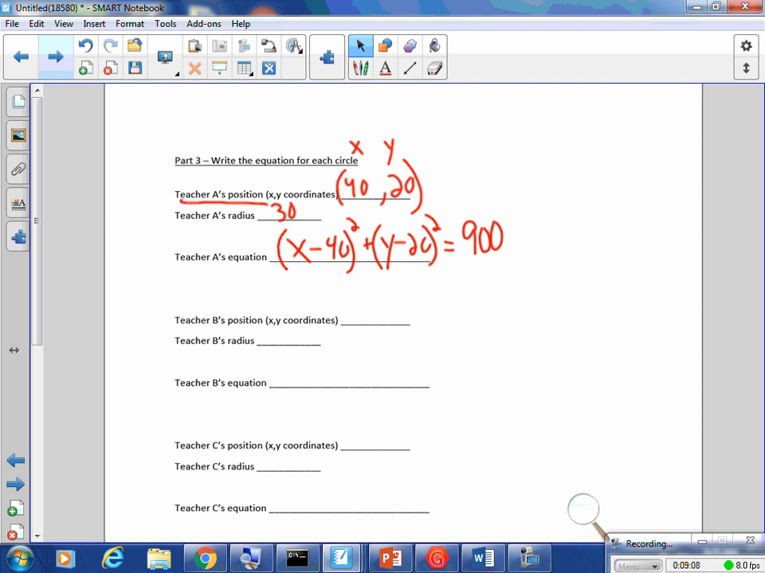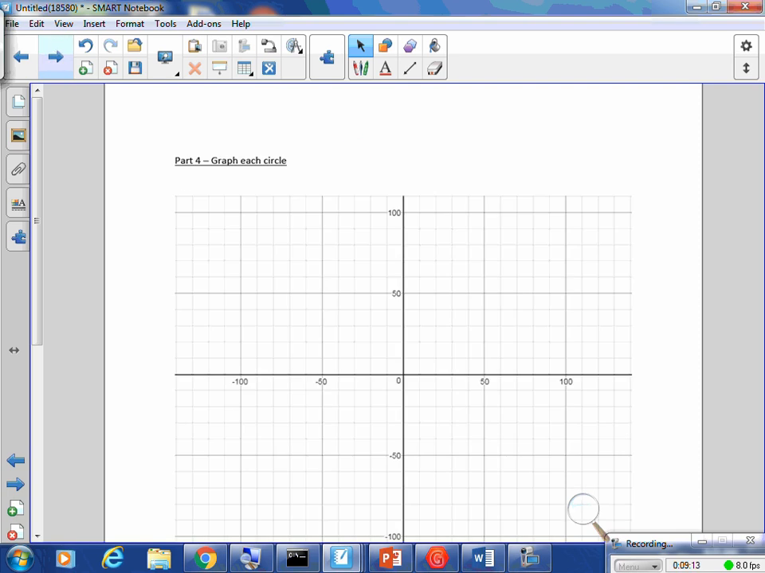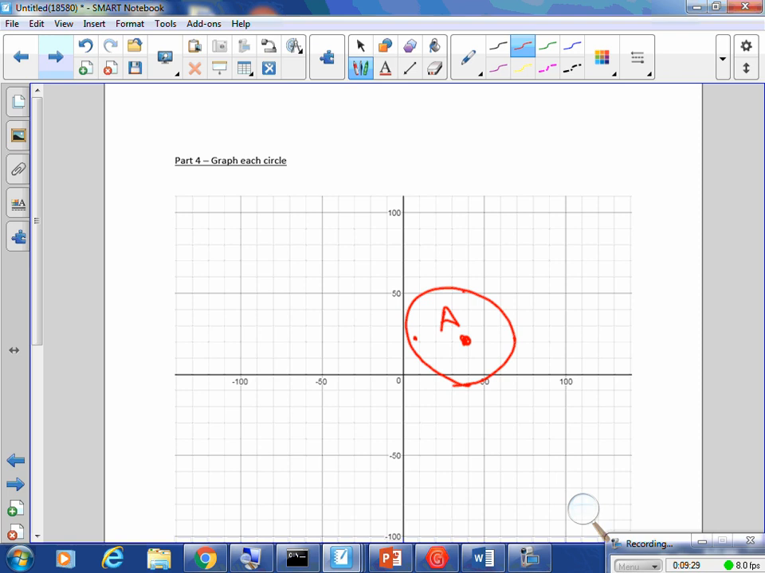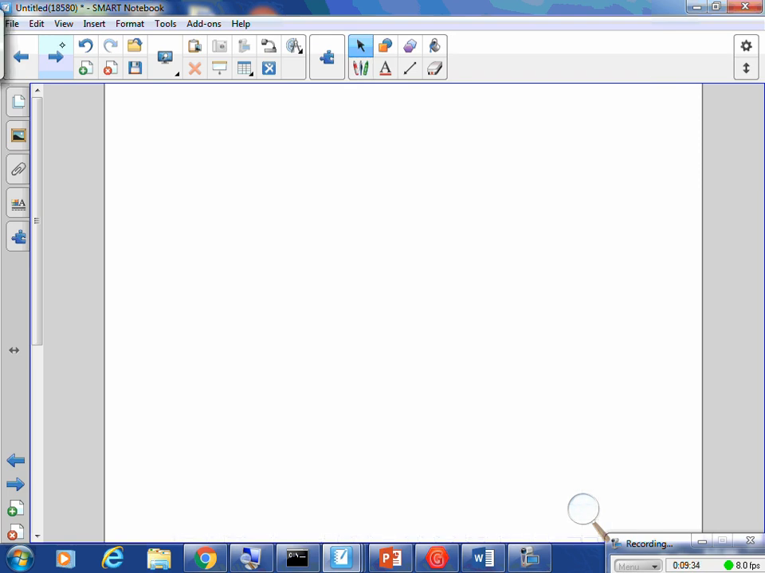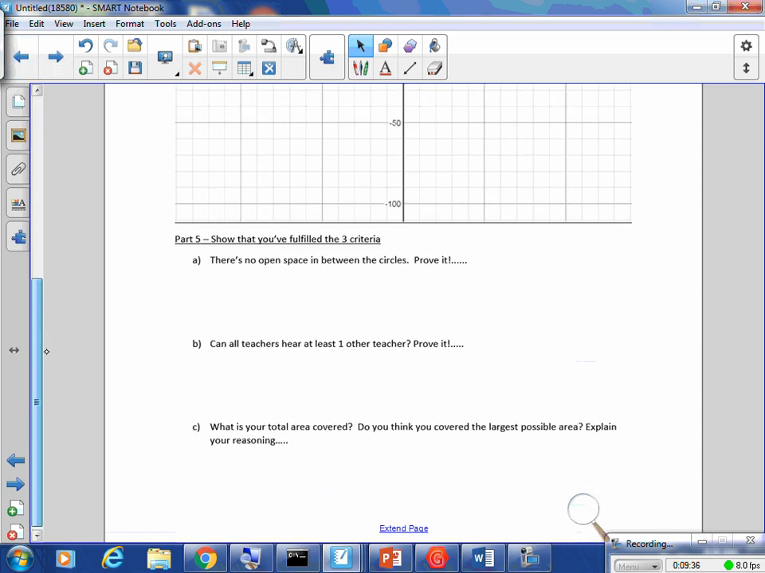Once we do this, the next part is to actually graph these circles. So if I were to graph the circle that I just mentioned, 40, 20, with a radius of 30, that would be that particular circle for teacher A. Of course, you can use circles for B and C as well, trying to fit all the criteria. And then the final part is just explaining that you did it: explaining that you fulfilled the 3 criteria, and saying how your graph fulfills each of the 3, which should be pretty easy to do once you've graphed them out.